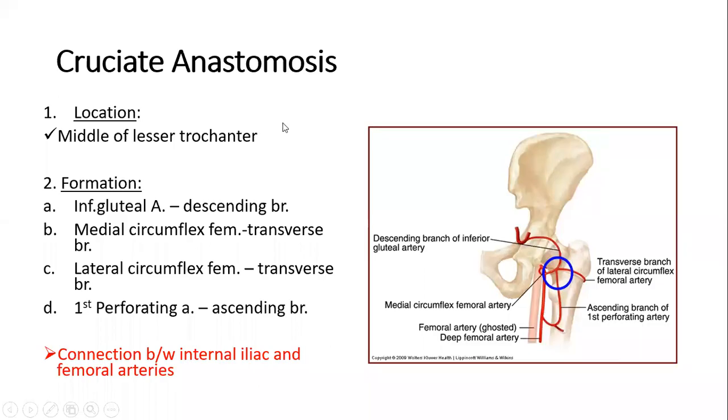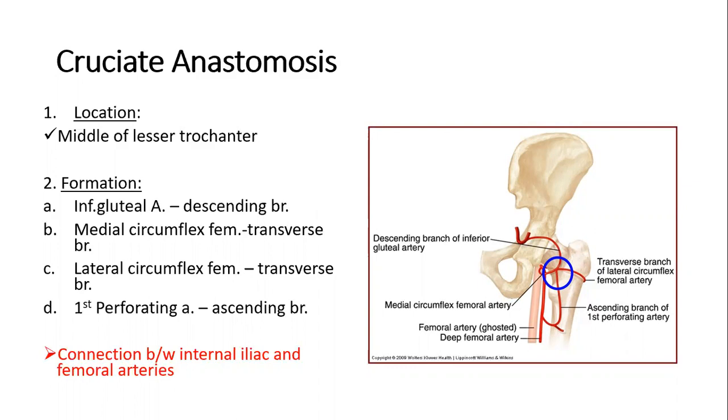Today's lecture is on cruciate anastomosis and trochanteric anastomosis. These two anastomoses are related with the upper end of the femur near the hip joint. And based on the high mobility of the hip joint, these anastomoses provide collateral pathways to maintain the blood supply to the hip joint. So let's start with the cruciate anastomosis.